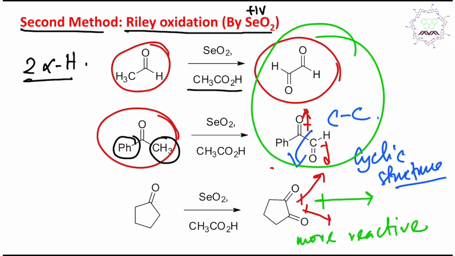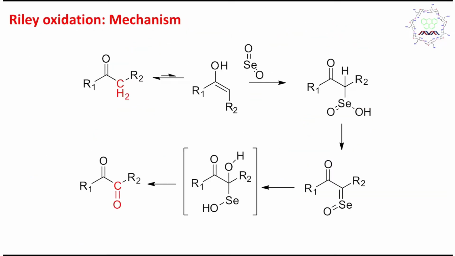Okay, so let's go to our main topic, how this reaction happens, or the mechanism. This relay oxidation mechanism is explained here. First, similarly, keto-enol tautomerism happens in presence of acid. Recall student, we have taken dilute acetic acid, which is a weak acid. So in this acidic medium it undergoes enolization. In a similar way it reacts with selenium dioxide.